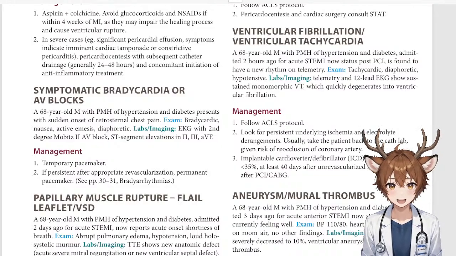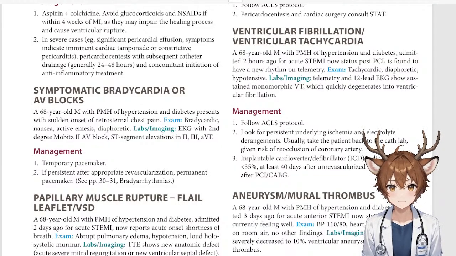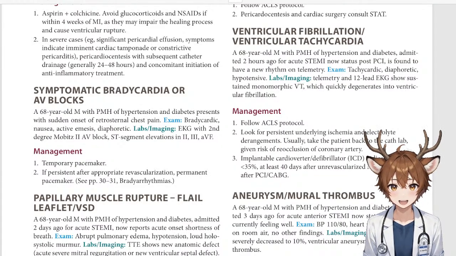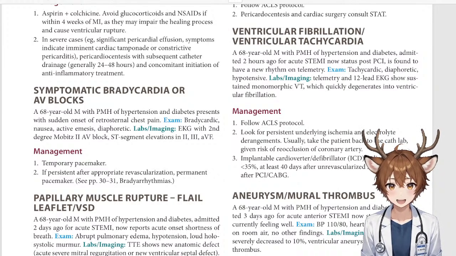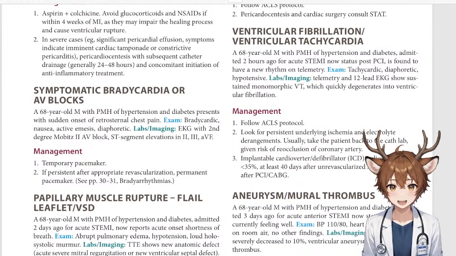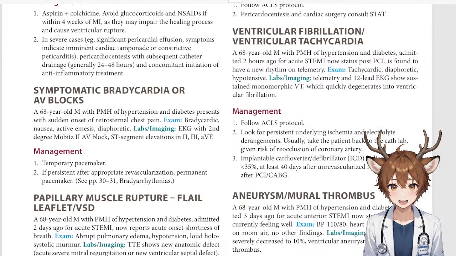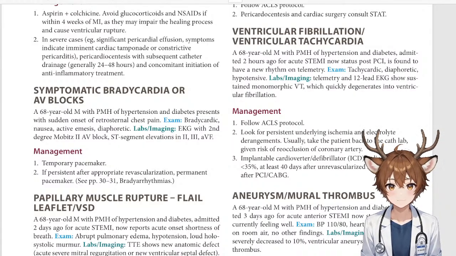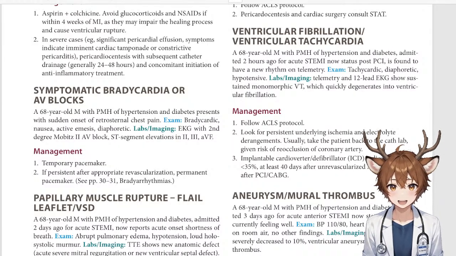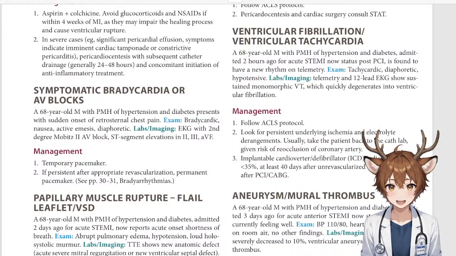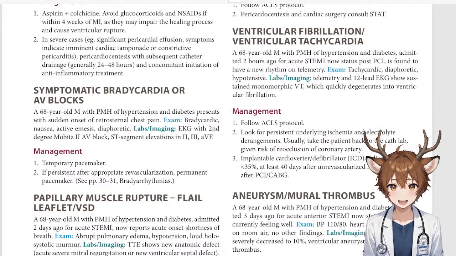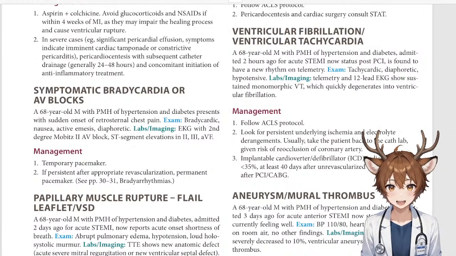Symptomatic bradycardia or AV blocks. A 68-year-old male with a past medical history of hypertension and diabetes presents with sudden onset of retrosternal chest pain. The exam: bradycardic, nausea, active emesis, vomiting, diaphoretic. Labs and imaging show EKG with second-degree Mobitz type 2 AV block, ST segment elevations in 2, 3, and AVF.